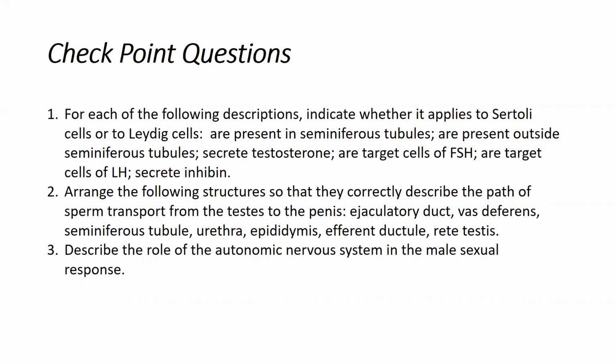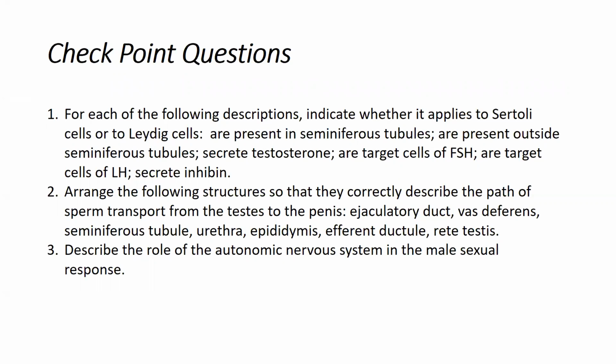Describe the role of the autonomic nervous system in male sexual response. So we talk about the 2 divisions, the parasympathetic division controlling the first phase of the male sexual response, and then the emission and ejaculation being controlled by the sympathetic division of the nervous system. All right, let's move on here.